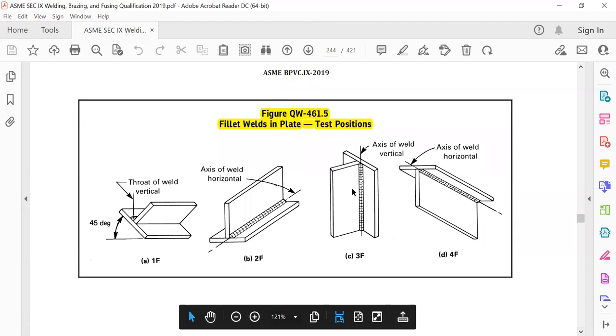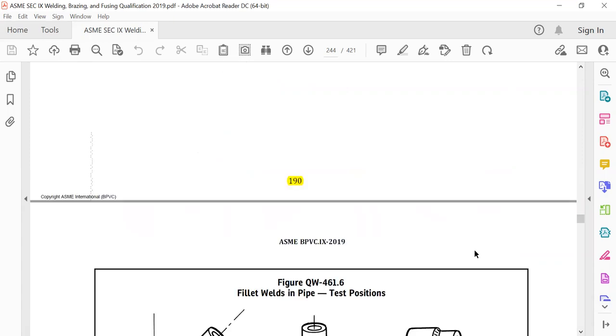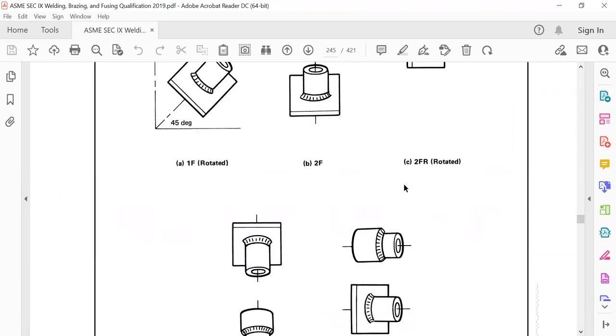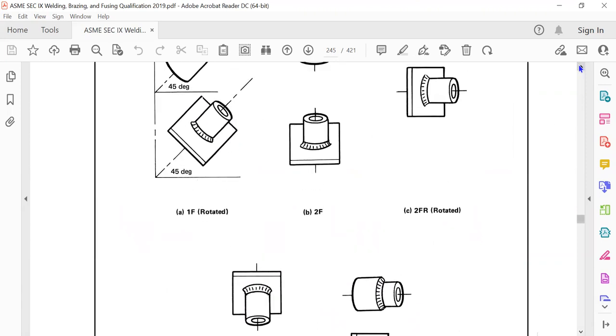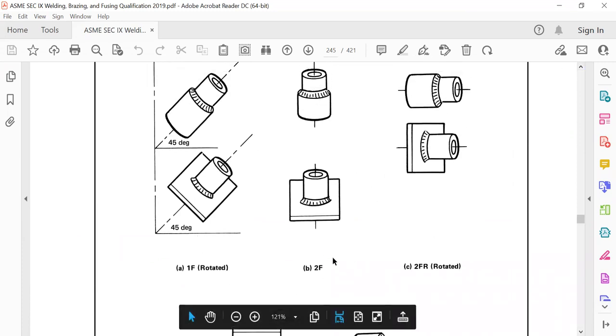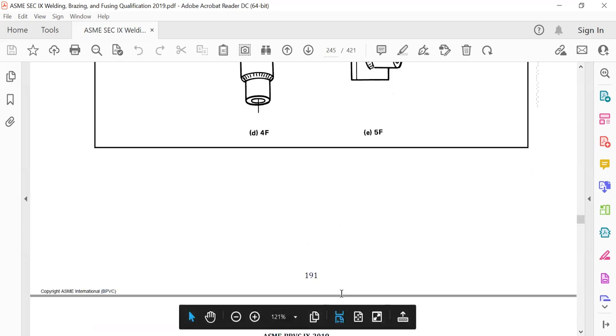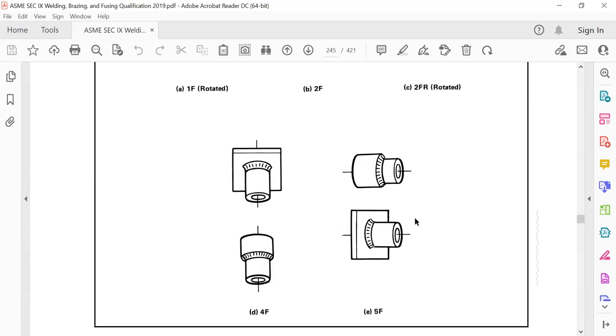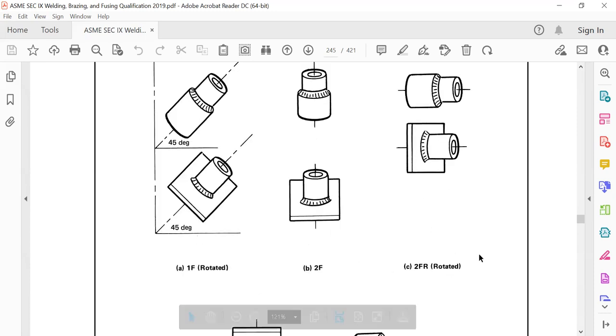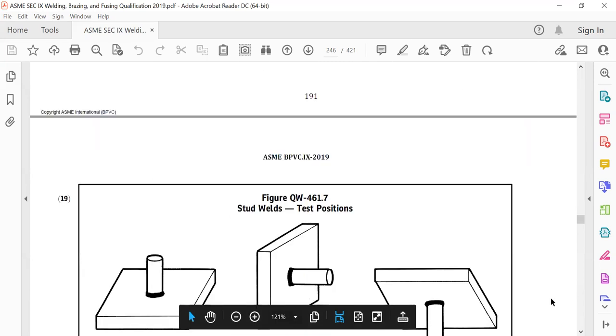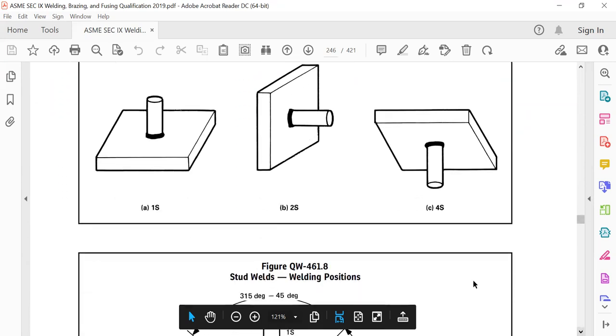So this is 1F, 2F, 3F, and 4F per plate. 1F is rotated, 2F, 2FR not rotated. 4F and 5F not rotated. And 2F are rotated. Stud welds like this 1S, 2S, 4S, but it is done by machine, so you don't have to worry for that.